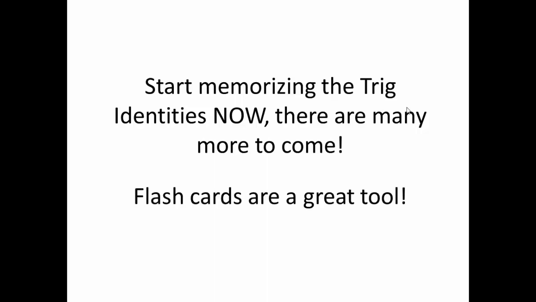If I can make a suggestion, flashcards are a fantastic tool. Again, there's going to be a lot to memorize in this chapter. Make some flashcards, with the identity on one side, sine over cosine on one side, on the other side would be tangent, with 1 over cosecant on one side, the other side would be sine. So start memorizing those identities as quick as possible.